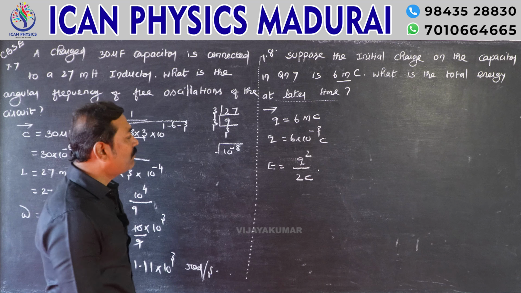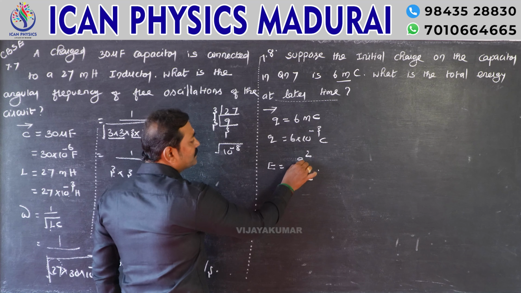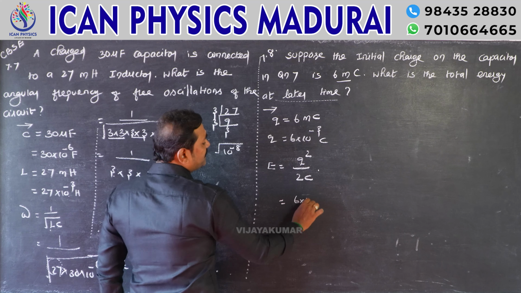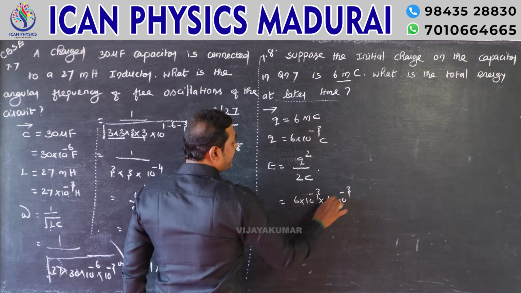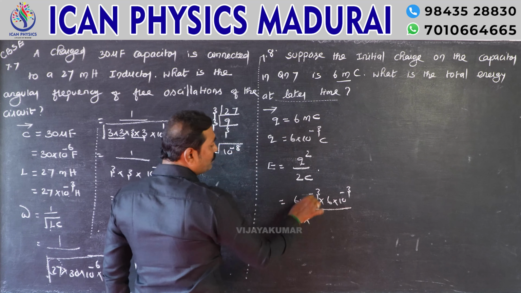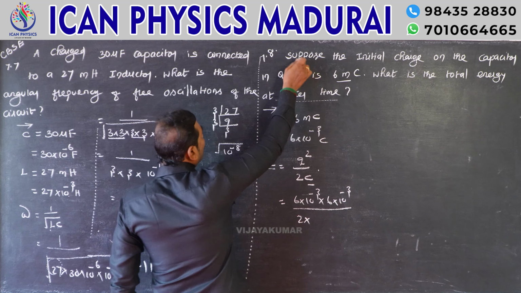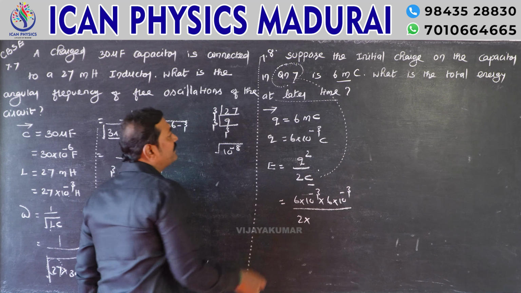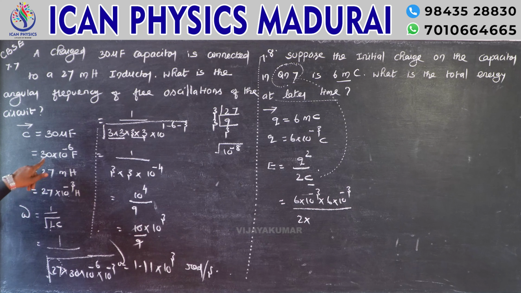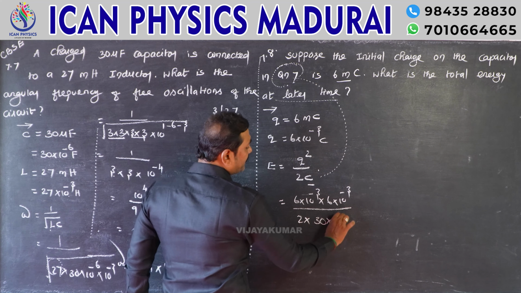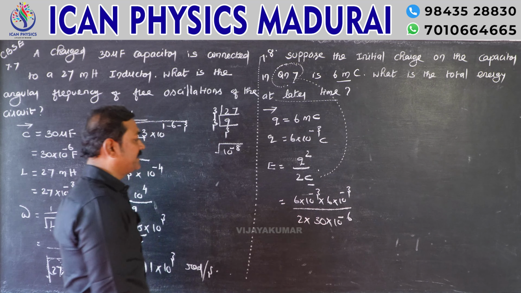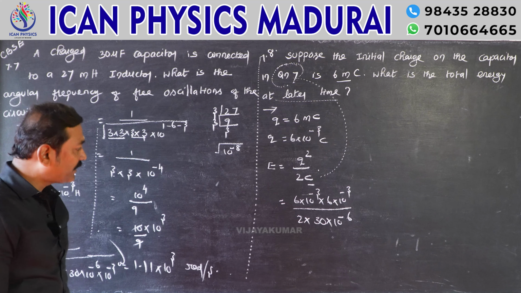Okay. Now substitute the values. Q squared. So 6 into 10 to the power minus 3 into 6 into 10 to the power minus 3 divided by 2 into C. So from question number 7, we have to take the value of C. Here the value of C is 30 into 10 to the power minus 6. So 30 into 10 to the power minus 6.